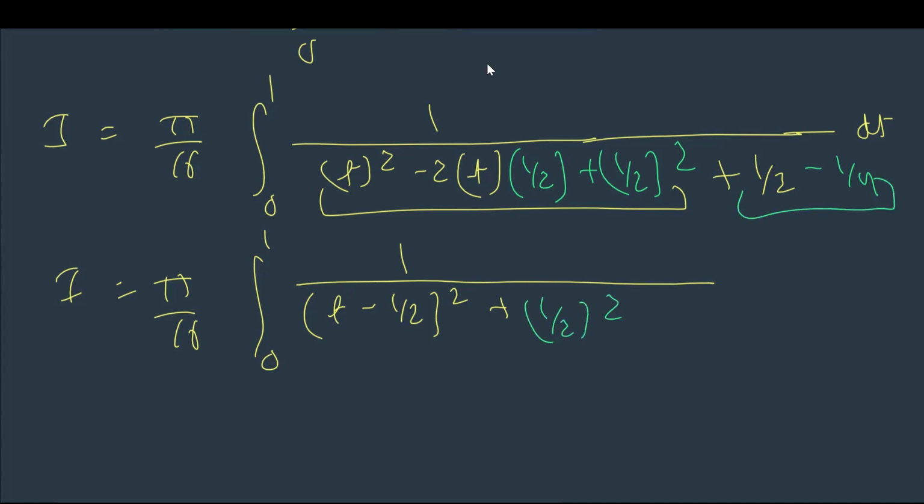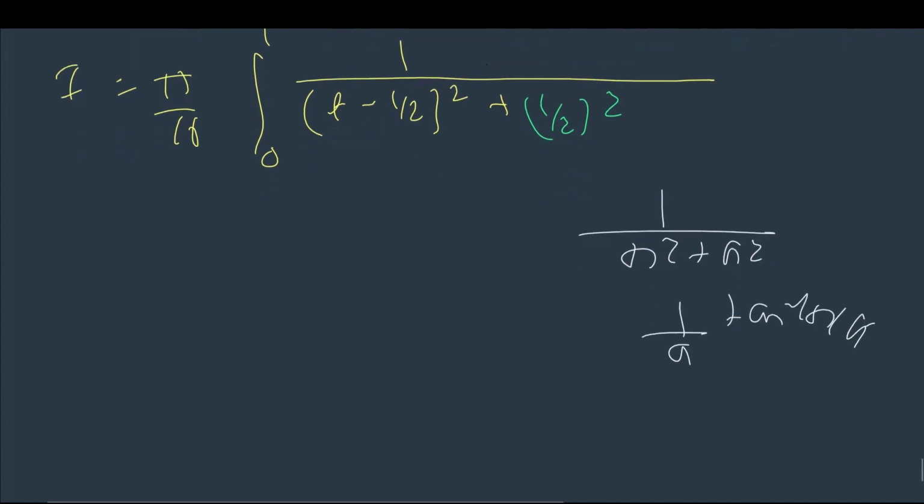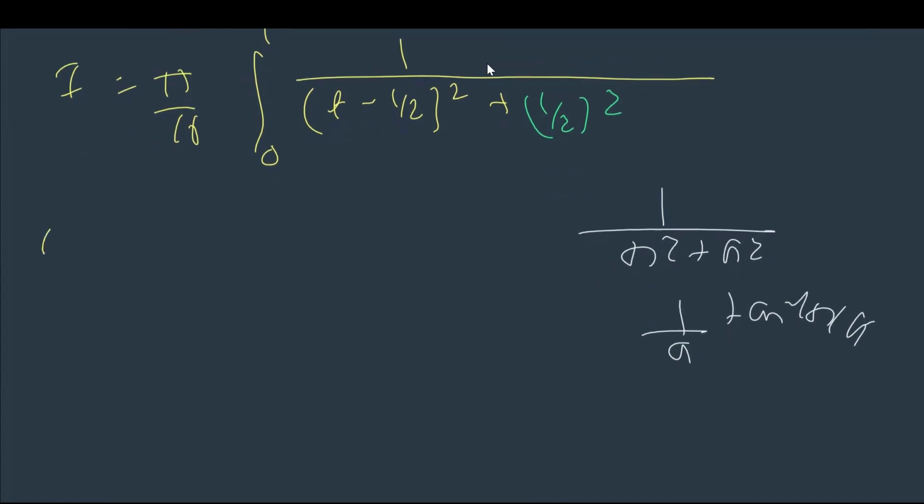Well, I'm getting 1 by 4 from here, which I'll write like this. Now, why should I write it like this? Because I'm going to apply the property, that is, the integration of 1 over x square plus a square. We know that the integration of 1 over x square plus a square is 1 by a tan inverse x by a. This is what we are going to apply. So this will be as it is.